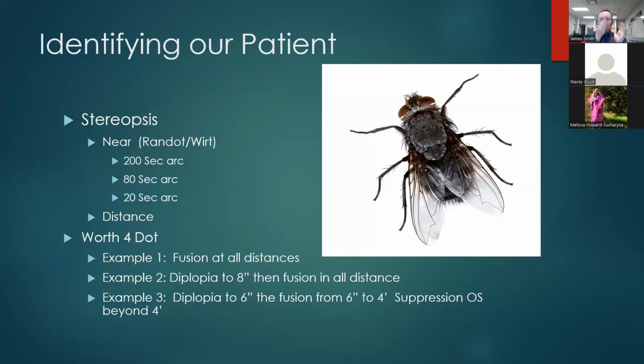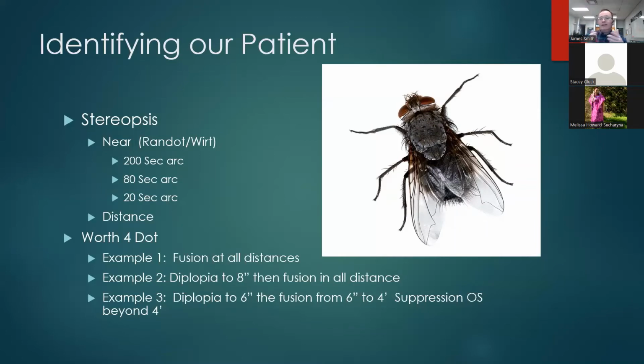So inside of 8 inches, they're diplopic because they have a hard time getting their eyes to come in. And then if you get it past that 8 inches, then they have fusion at all distances because they're past that point where they're having trouble to converge their eyes. And then the third example is maybe they have diplopia to 6 inches, then they have fusion from 6 inches to 4 feet.